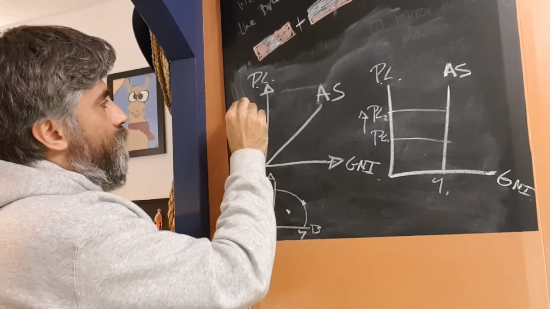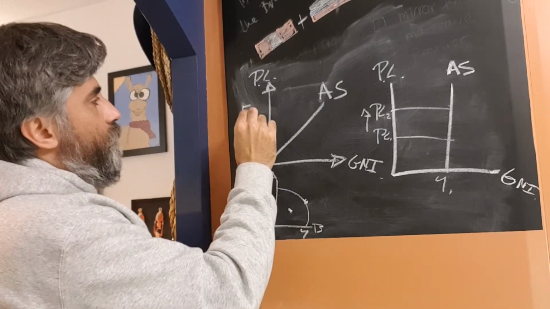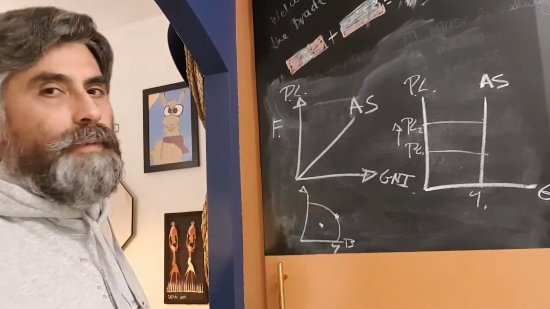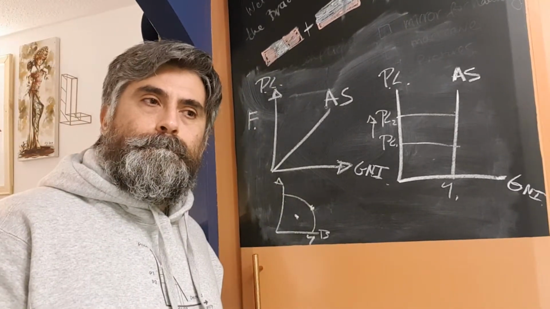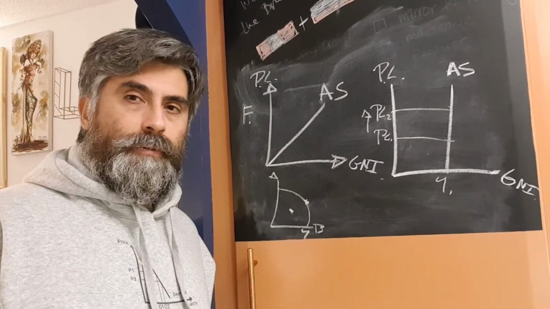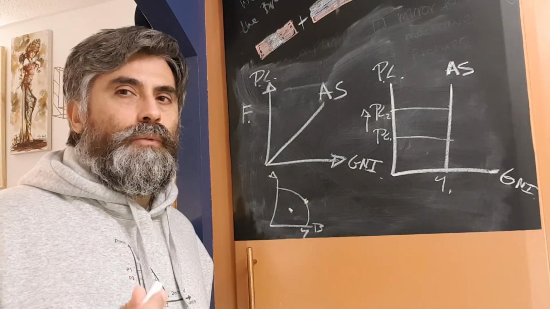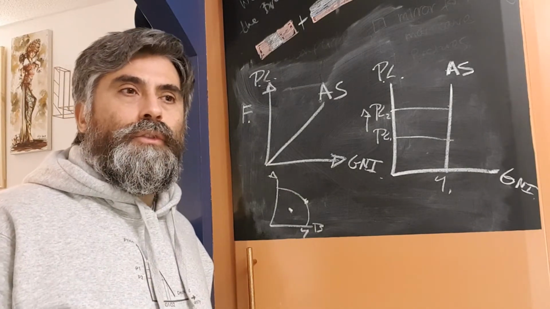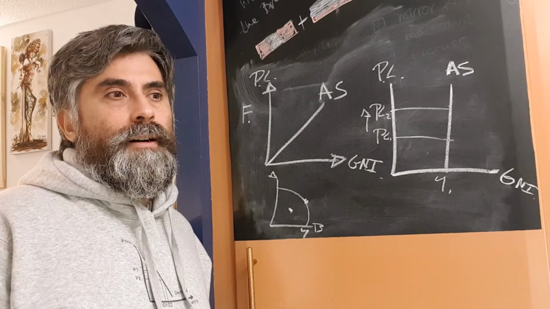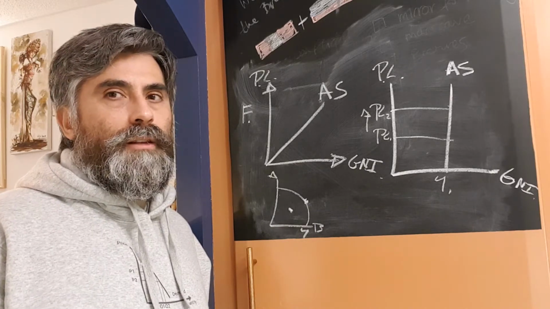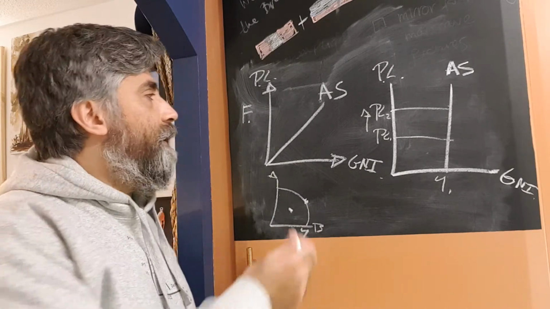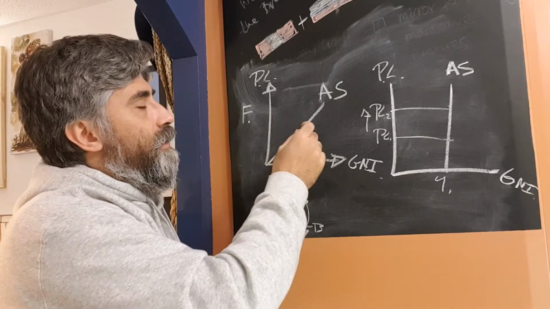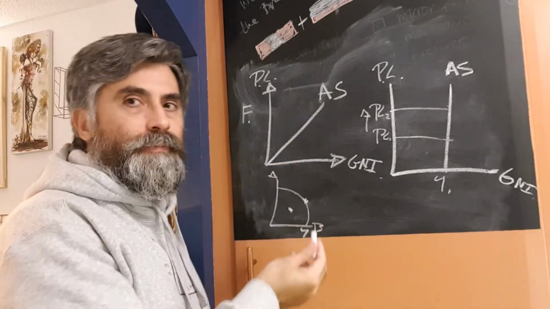Let's put an F here on the side, flexibility of labor. That is because if there's no flexibility of labor, meaning people are not willing to move and relocate, or they're not willing to take a different wage, then we are looking at potentially a decrease in aggregate supply.